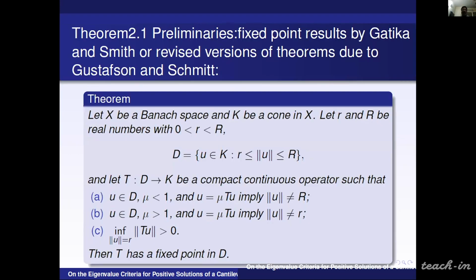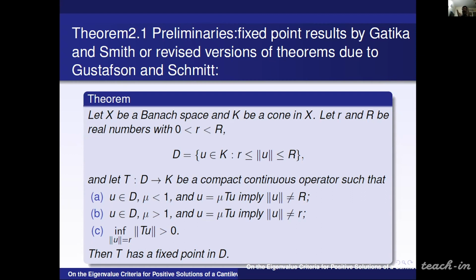As I said, two fixed point theorems are there by Gatica and Smith. These are revised versions of the theorem due to Gustafson and Smith. The first theorem was published by Gustafson in 1975. The results were revised later on by Gatica and Smith, and they published in the Journal of Mathematical Analysis and Applications in 1977. These are the results.